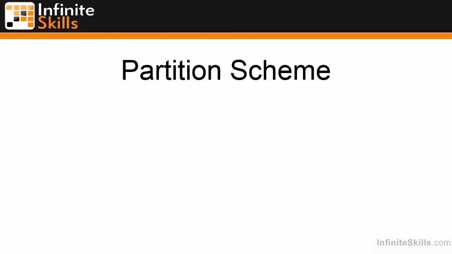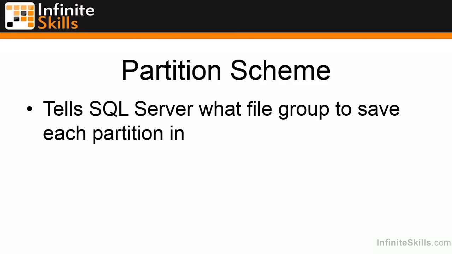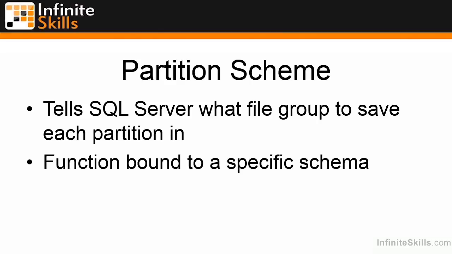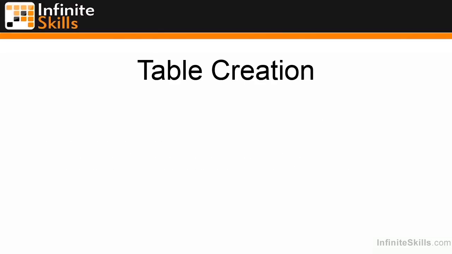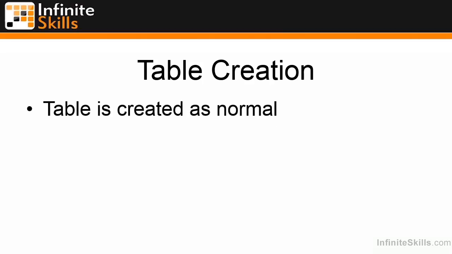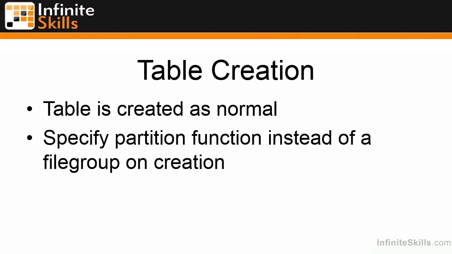The partition scheme works with the partition function and tells SQL Server what file group to save each of the partitions to. The partition function is going to be bound to a specific partition scheme. When you create the table, your table is going to be created just like any normal table would be, with a create table statement, specify all your column names. The big difference is when you get to the end of the create table script. Instead of specifying on and then listing a file group, you're going to specify on and then a partition function and specify the column that you're going to be partitioning by.